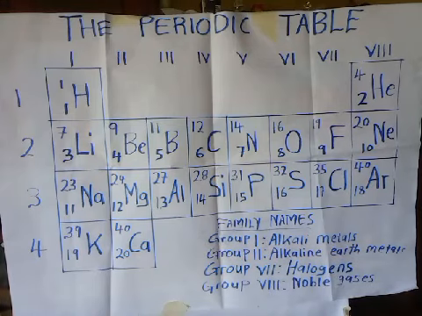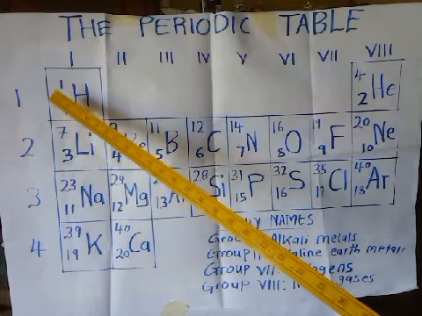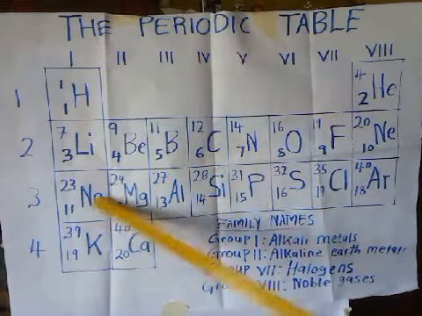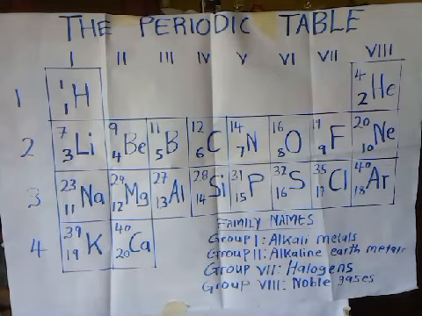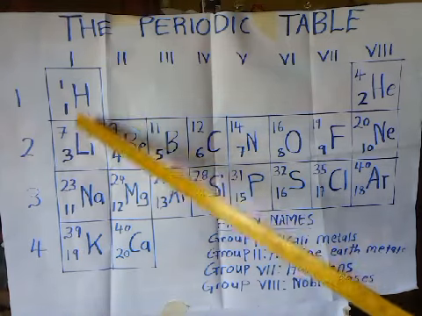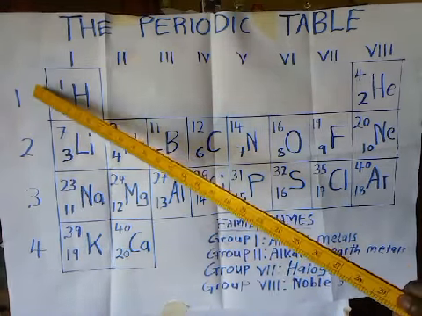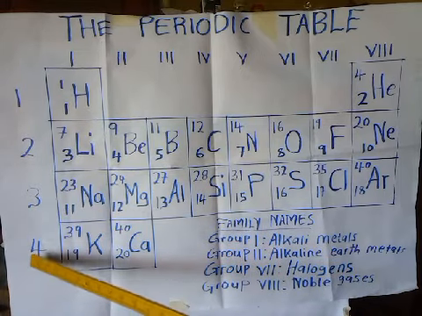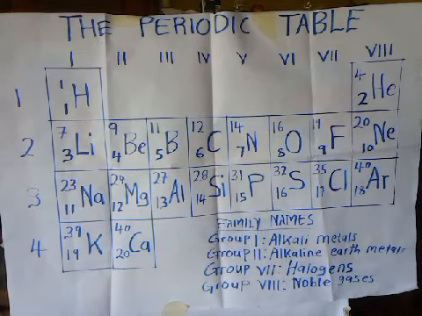The other feature is the period. So period, these are called the rows. The rows here, this is row number 1, row number 2, row number 3, row number 4. That means these rows are called the period. So this is period number 1, period number 2, period number 3, and period number 4.